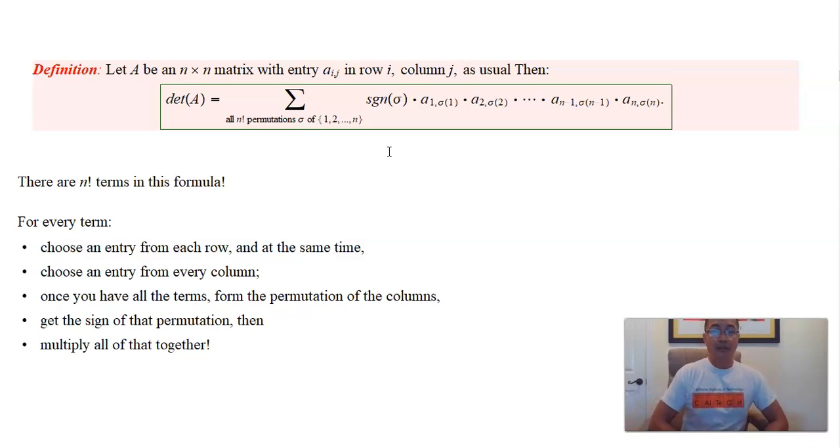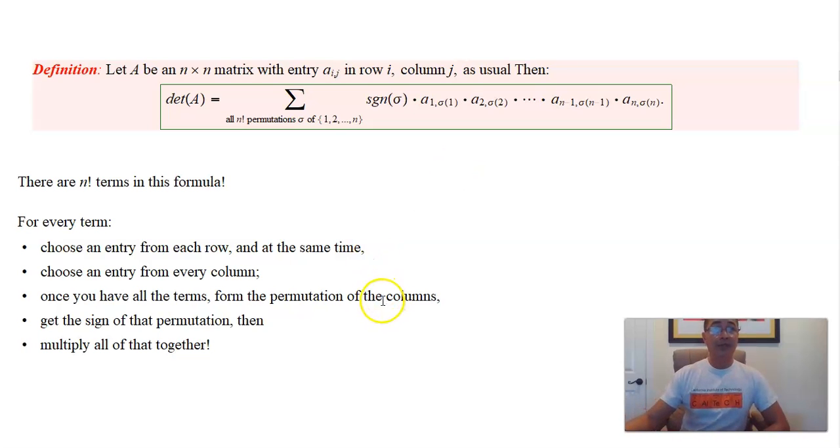So for each term that we want, what do we have to do, basically? Well, we can think of it this way. Pick an entry from every row, but as you do that, you also have to pick an entry from every column. All right, and why is that? A permutation is a bijection. So in other words, every column number also has to appear exactly once. We can see right away that the row numbers appear exactly once, but the permutation here guarantees that the column numbers also appear exactly once.